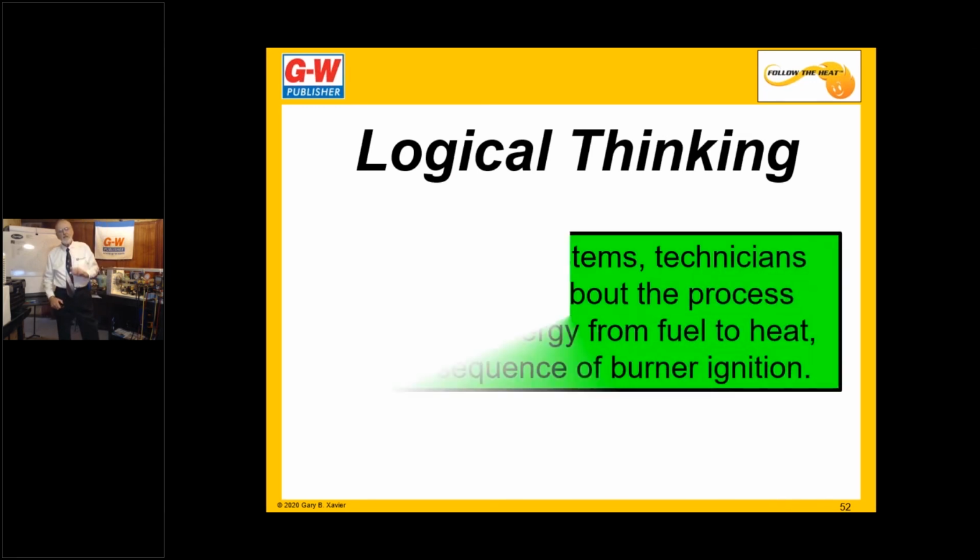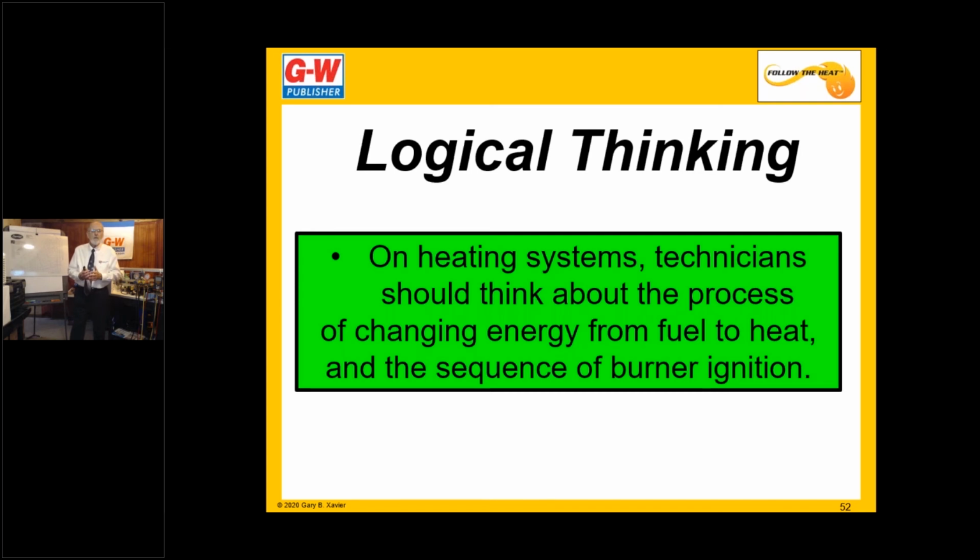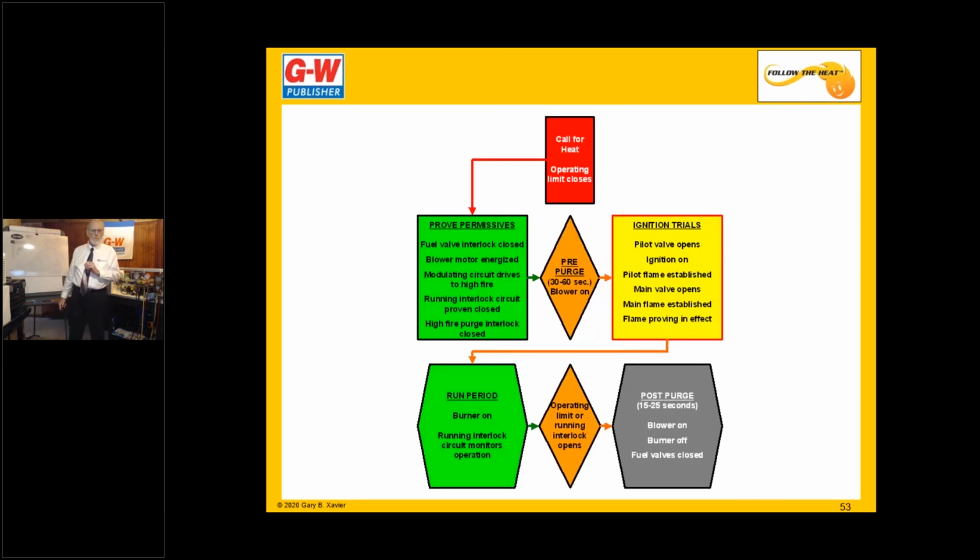On heating systems, we're still in the heat transfer business, but it's actually a little simpler. On heating systems, think about the process of changing that fuel, chemical energy, into a fire, thermal energy. And then think about the process of making that happen. And that leads us to our sequence of operation of a burner. It's logical to think through this step by step. This is our sequence of operation.